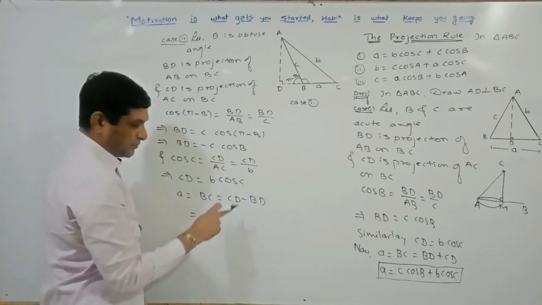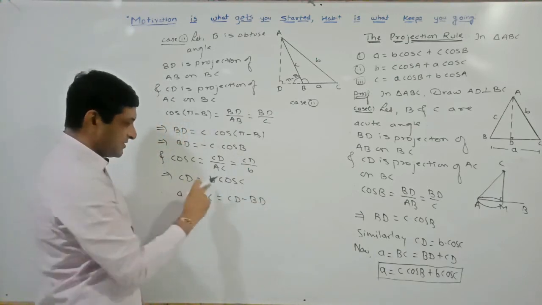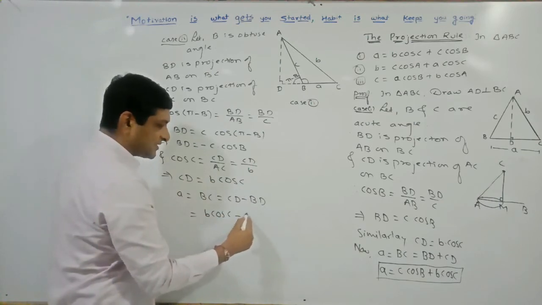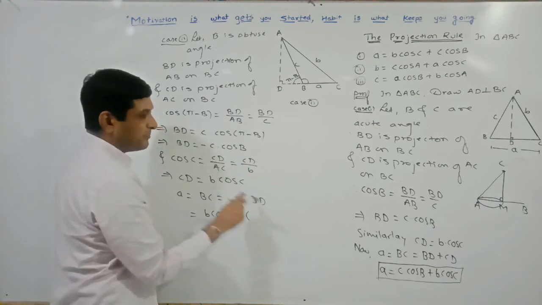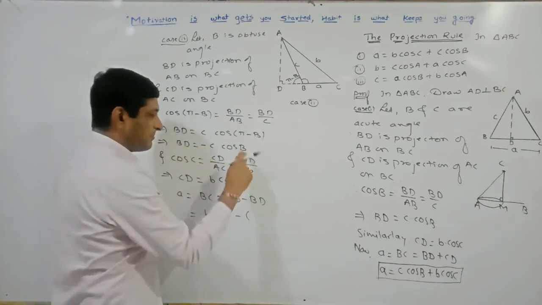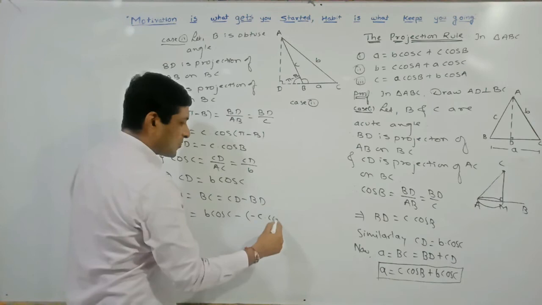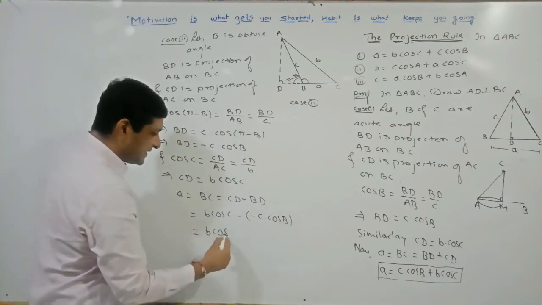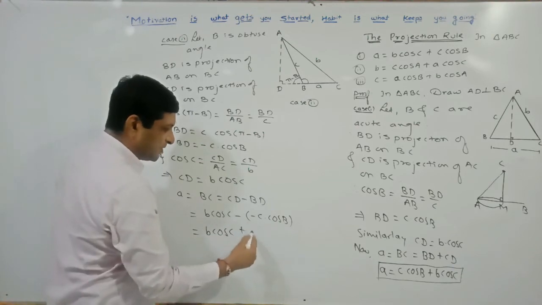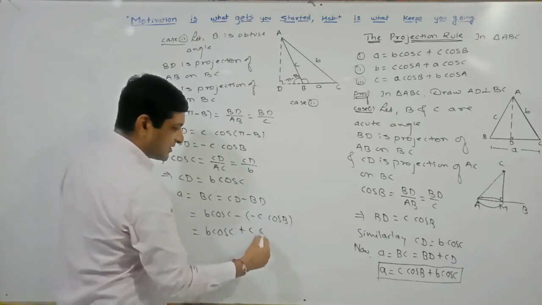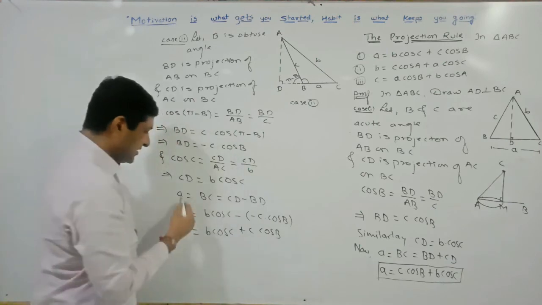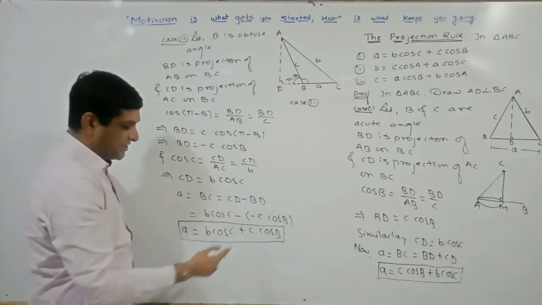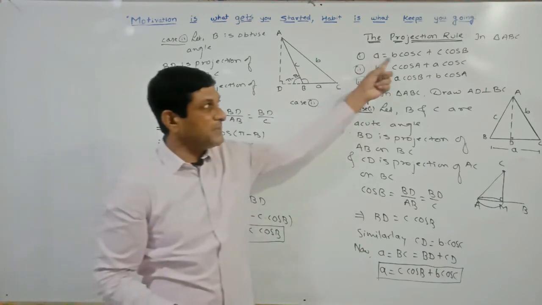So which is equal to, now we are substituting the value of CD. What is the value of CD? b cos C, minus, keep it as it is. Now we are substituting the value of BD. What is the value of BD here? Minus c cos B. So which is equal to b cos C, keep it as it is, minus into minus will become plus, and here we will get c cos B. In this way we have got the value of a. In the second case also, what we have proved here is a equals b cos C plus c cos B.